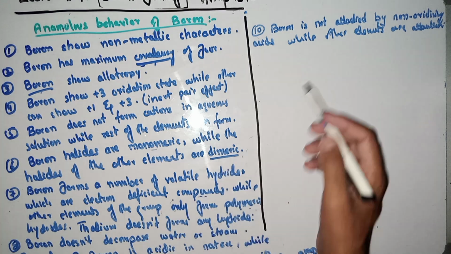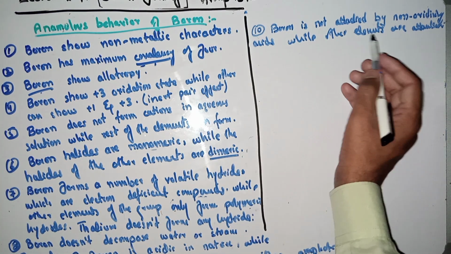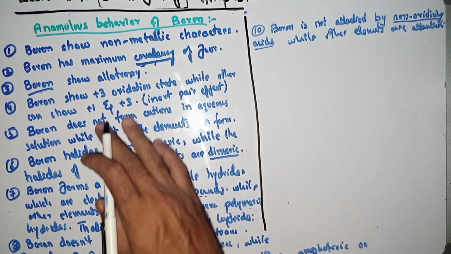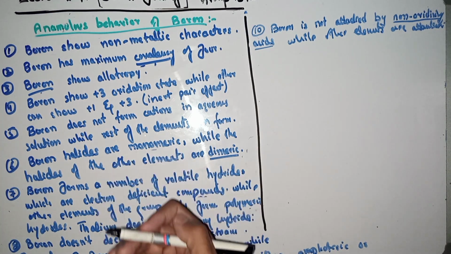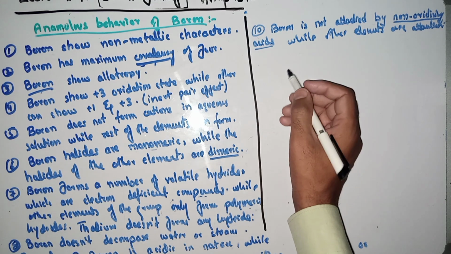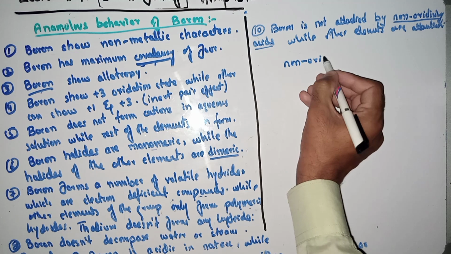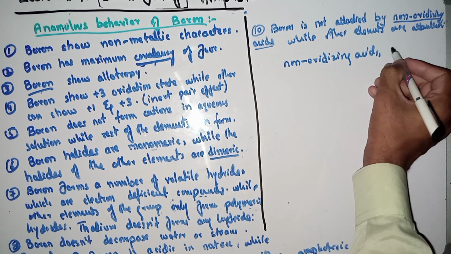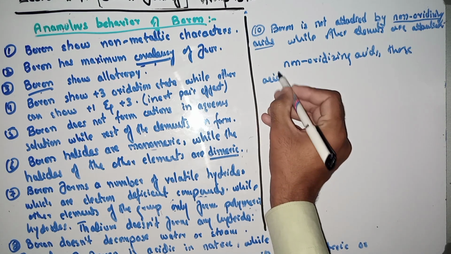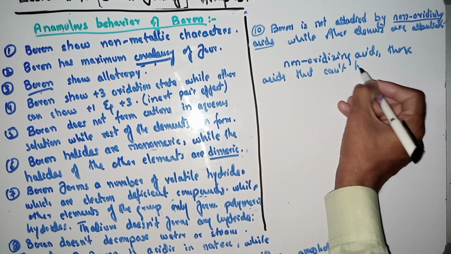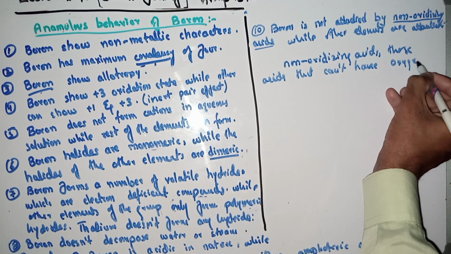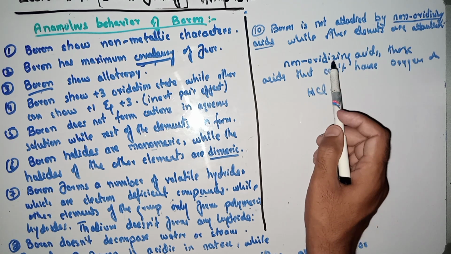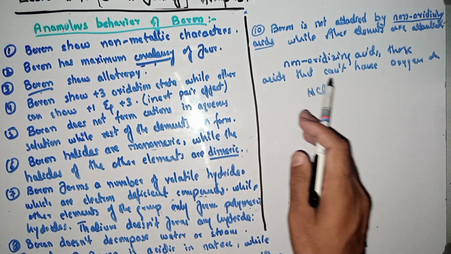But in the next point, boron is not attacked by non-oxidizing acids. What is meant by non-oxidizing acid? Non-oxidizing acids are those acids that do not have an oxygen atom and cannot add oxygen to other elements, like HCl. HCl is not an oxidizing acid. That's why HCl cannot attack boron, while other elements are attacked.